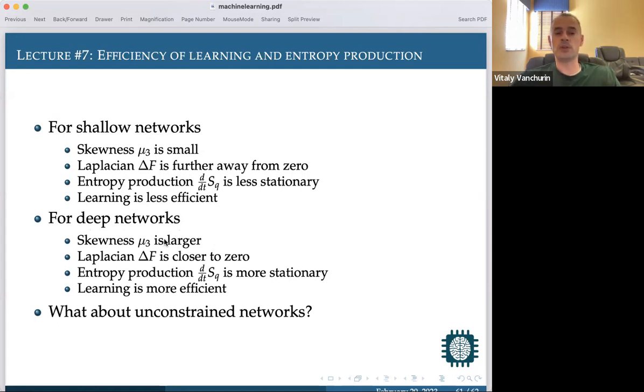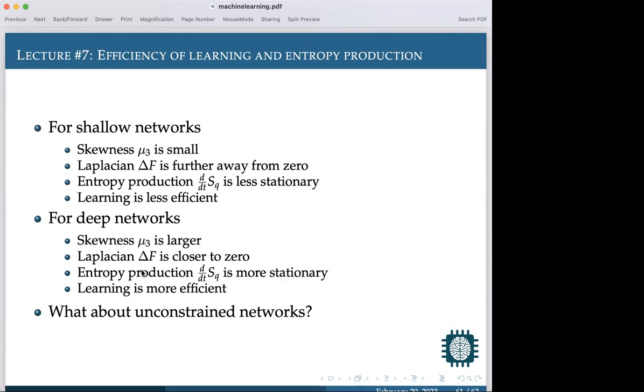Now, for the deep networks, the opposite happens. The skewness will be larger. The Laplacian would be closer to 0. So there are lots of flat directions where they can go explore and look for other solutions. Those flat directions are extremely important and will be the main topic of the next lecture. And we'll show that those flat directions are responsible for criticality and scale invariance of the distributions, which are essential for learning. If you don't have that, your system isn't capable of learning.